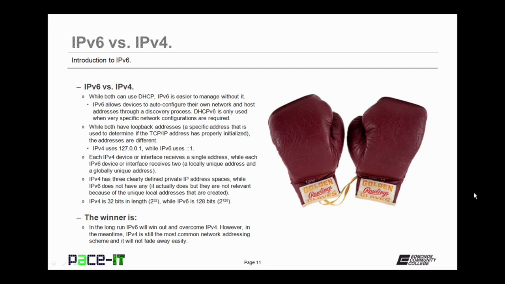IPv4 devices or interfaces receive a single address, while each IPv6 device or interface receives at least two, a locally unique address and a globally unique address, making it more versatile. IPv4 has three clearly defined private IP address spaces, while IPv6 does not. Okay, it actually does have a private IP address space, but it's not really relevant because of the unique local addresses that are created. IPv4 is 32 bits in length and can provide over 4 billion unique addresses, while IPv6 is 128 bits in length and can provide over 340 undecillion unique addresses. In the long run, IPv6 will win out and overcome IPv4.